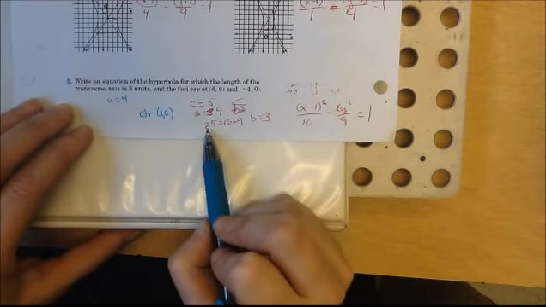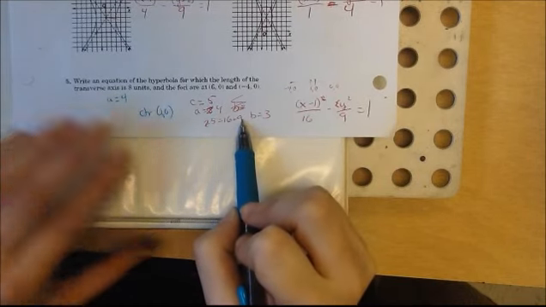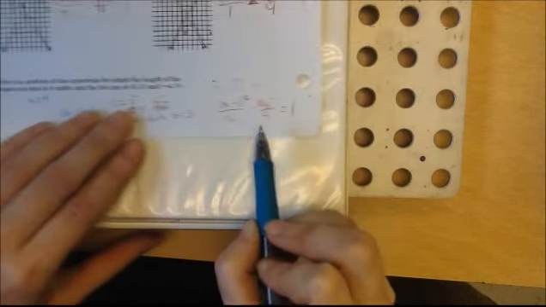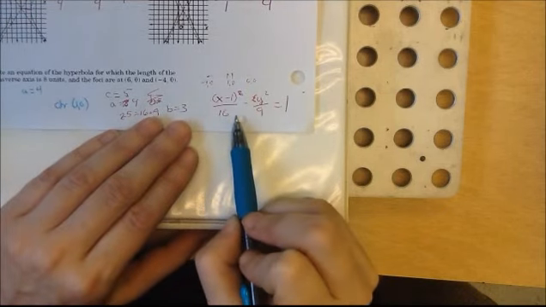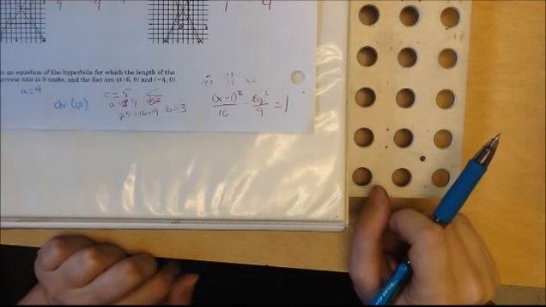I used the formula c squared equals a squared plus b squared. Figured out b squared was 9. Didn't actually even need to figure out what b was. x minus 1 squared over 16 minus y squared over 9 equals 1. Sorry for my messy handwriting. Okay, that is it.